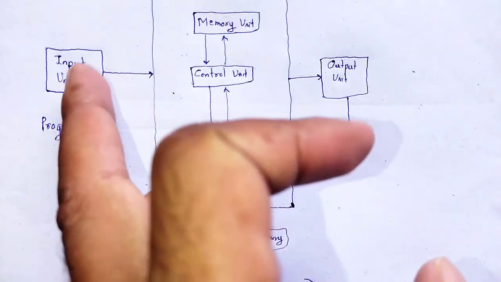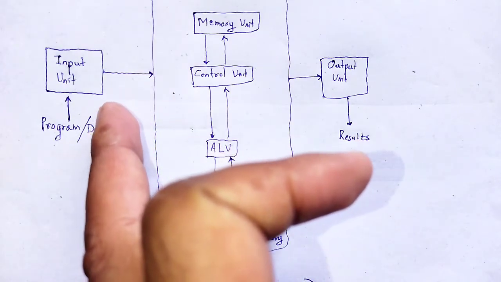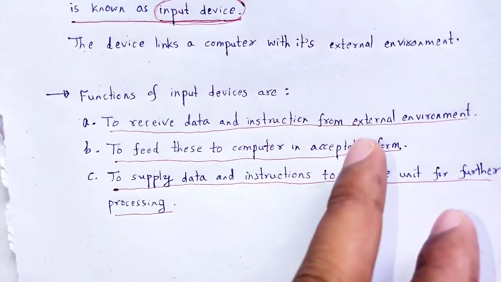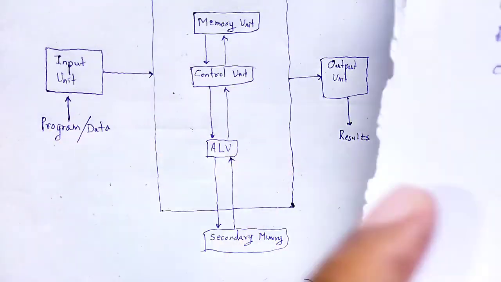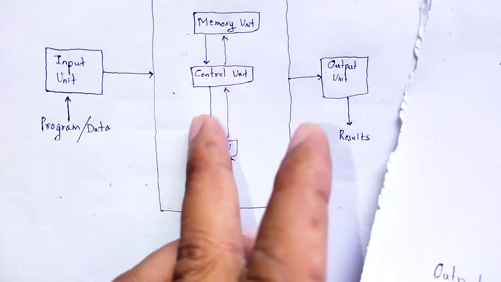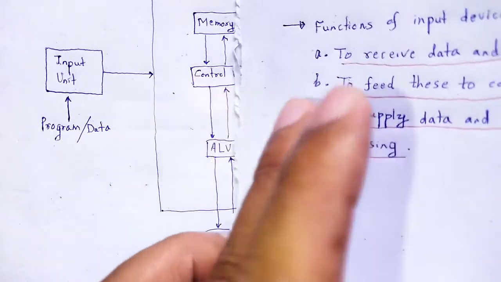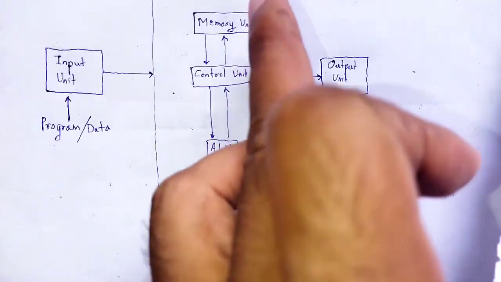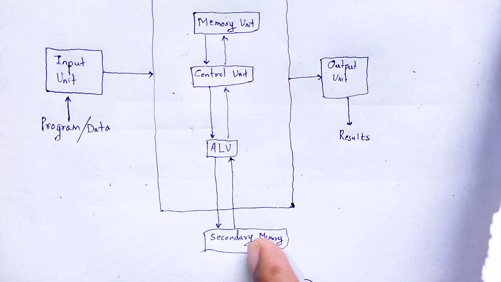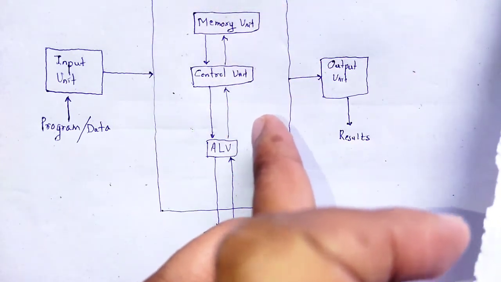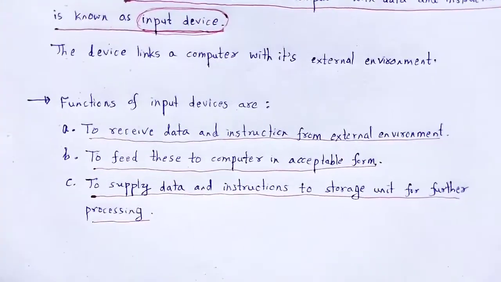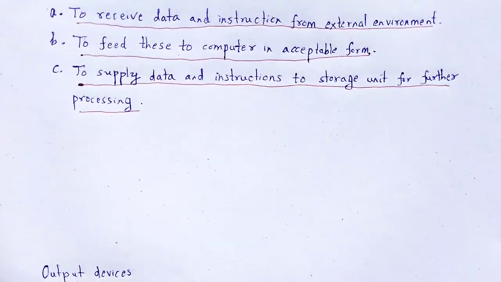So, input devices receive the data and instructions from the external environment, then feed these to the computer in acceptable form, then supply the instructions to the storage unit. These are the storage units: memory unit, control unit, ALU, secondary memory, for further processing. Some examples of input devices.